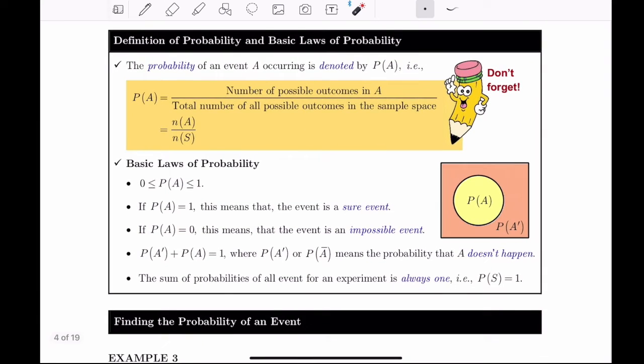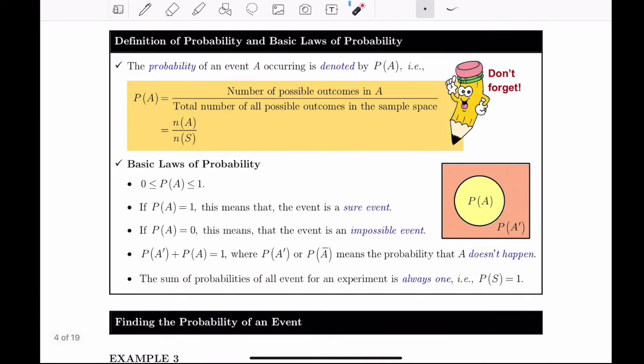Okay, next, we're going to have a look at the definition of probability and basic laws of probability. So the probability of an event A occurring is denoted by P(A). Okay, so the definition of P(A) is number of possible outcomes in A divided by total number of all possible outcomes in the sample space. So we usually write as n(A) over n(S), as S represents the sample space.